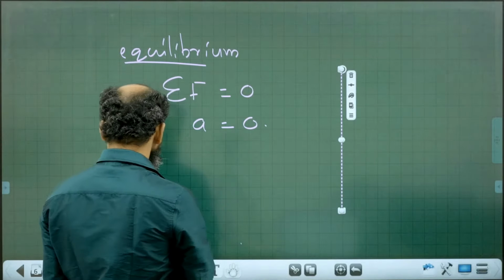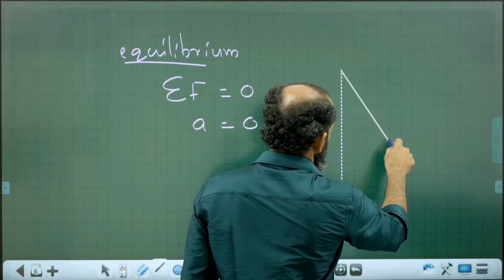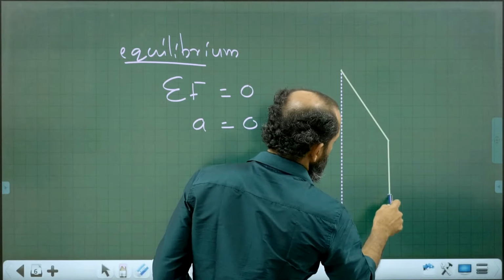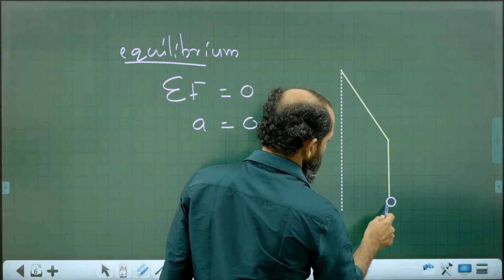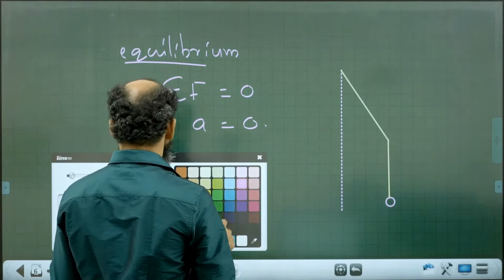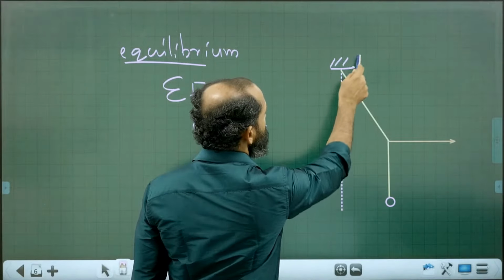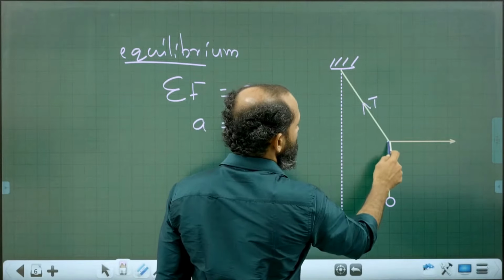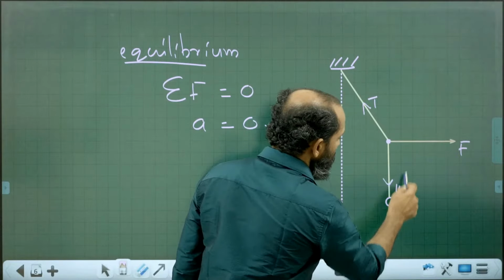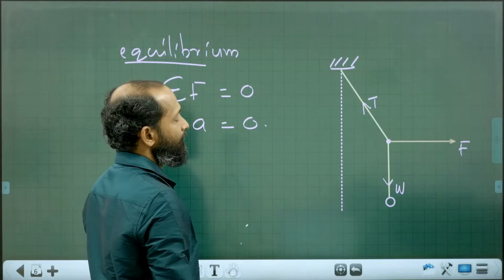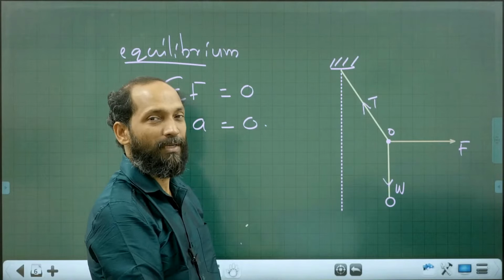Suppose there is a bob hanging with the help of a string, and that string is pulled to one side by using a horizontal force like this, and this point of support is fixed. Three forces are acting at this knot. One is F, the horizontal force. Another is W, its weight. The other is tension T along the string. At this point O, there are three forces acting, and all three forces are coplanar.